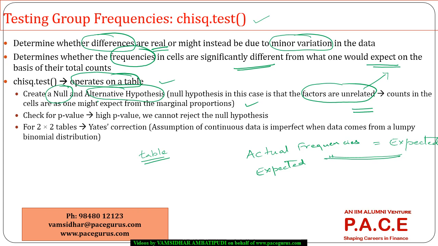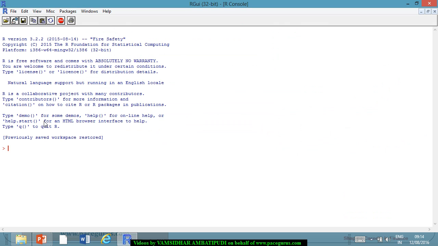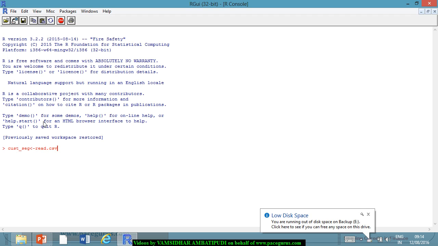We'll take a quick look at the chi-square test from our data, and based on that, we can make our relevant interpretation. So let me pull in the data again, similar data that we have used earlier. I'll use the customer segment data itself.